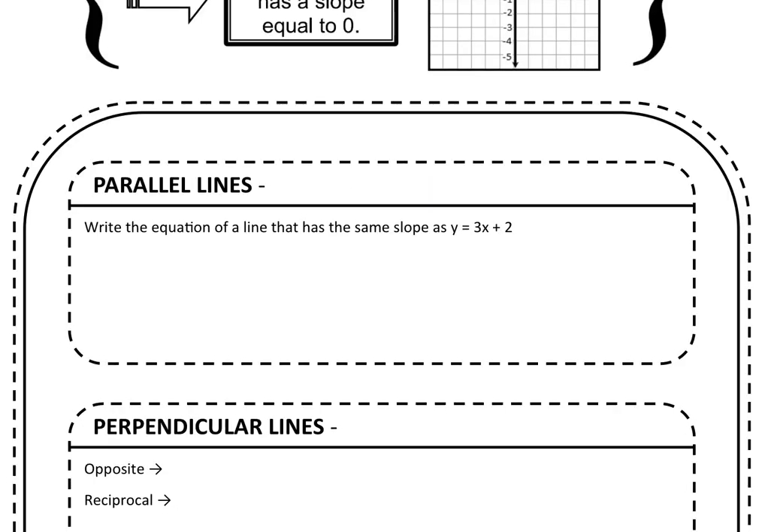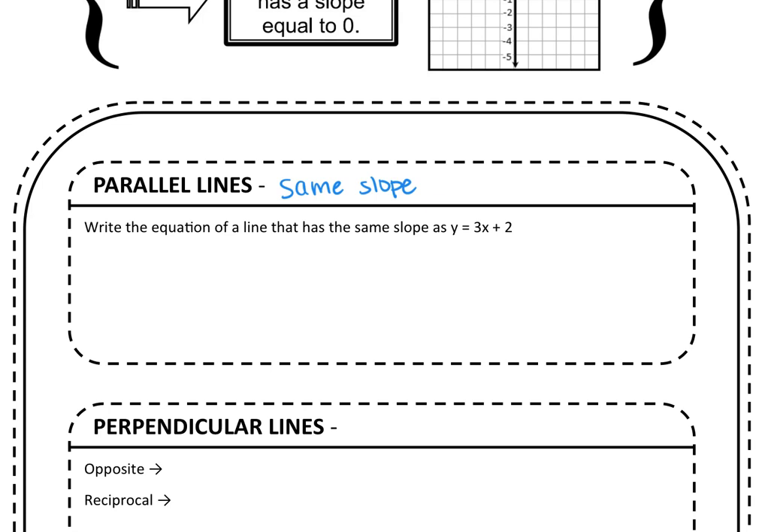And on this last section here, we're looking at parallel lines and perpendicular lines. For both of these, you find this information from looking at their slope. So we're going to be using the information we were just talking about. For parallel lines, they have to have the same slope. So both lines have to have the exact same slope.